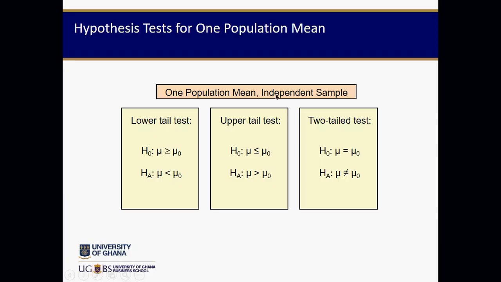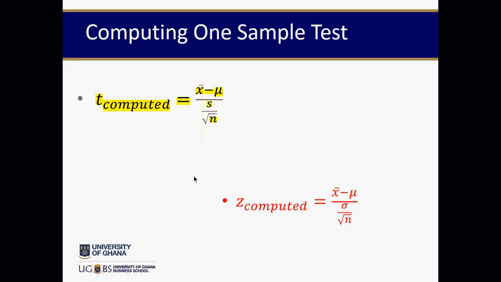One population, independent, meaning that they are two, right? It is one population, but they are two distinct. That's why mu1 is greater than mu2. It is the population mean 1 is greater than population mean 2. And then the alternative is mu1 is less than. Same thing as what we did last semester.